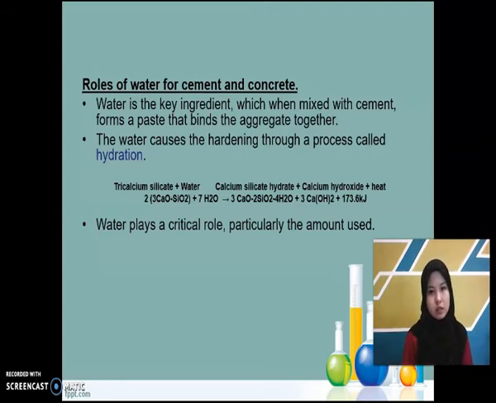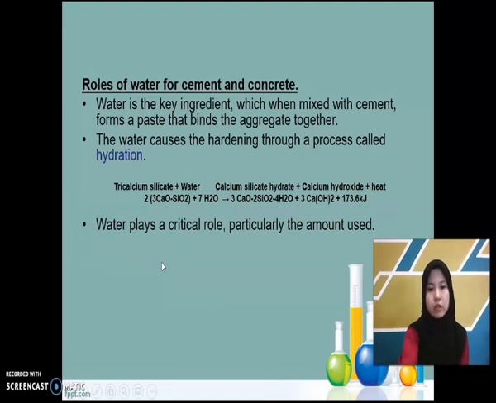As we can see here, this is the chemical reaction that happens when we want to make a concrete, which is tricalcium silicate plus water, which will form calcium silicate hydrate, and calcium hydroxide, and also heat.